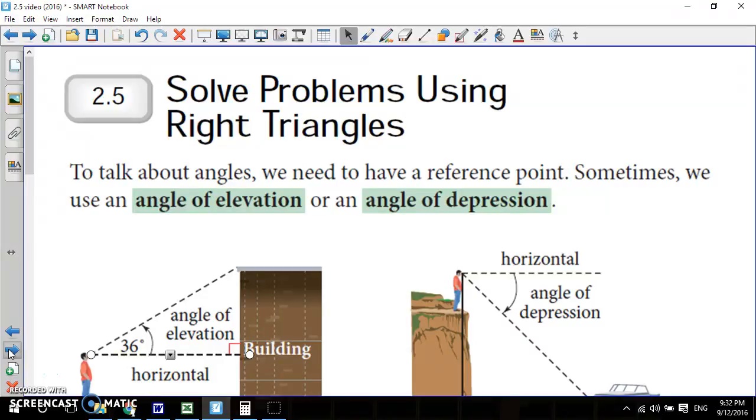Before we do that, let's learn two new vocabularies: angle of elevation and angle of depression. These two angles refer to specific situations when a person is trying to look up or look down. Let's first talk about angle of elevation.